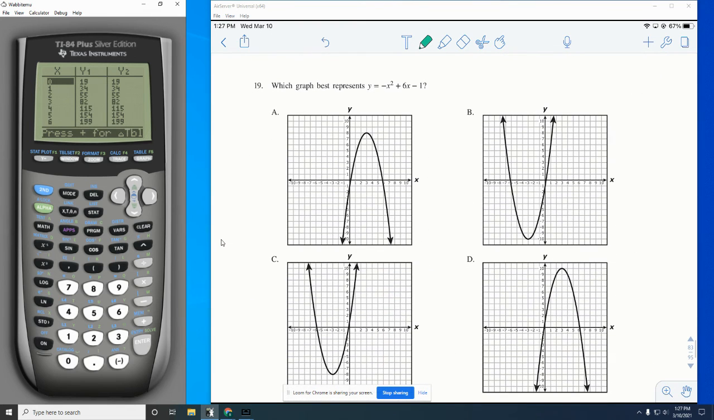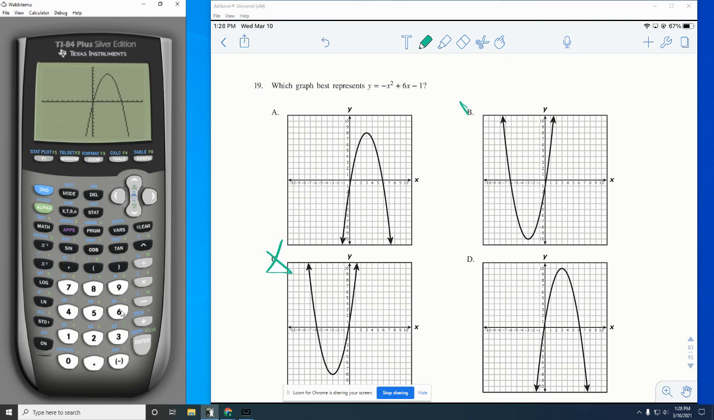And the last one, number 19. Which graph best represents -x squared plus 6x minus 1? So what I'm going to do is plug that graph into y equals -x squared plus 6x minus 1. I'm going to click graph, and I'm going to look at my options. Now, if you remember, I zoomed out. So if you click zoom and 6, that will always get you back to your normal. Or you can always just reset your calculators.